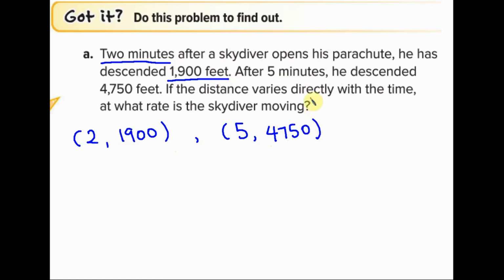Just be careful that you do not mix up the order of their corresponding numbers. If the distance varies directly with the time, then the distance is representing the y value and the time is the x value. What is the rate that the skydiver is moving? To find this, you can use many different points, but to begin with, your m was represented by y over x. If I'm looking at these two coordinates, you need to know which number is representing the x and y. In this case, the y will be 1900 over the x, which becomes 2.